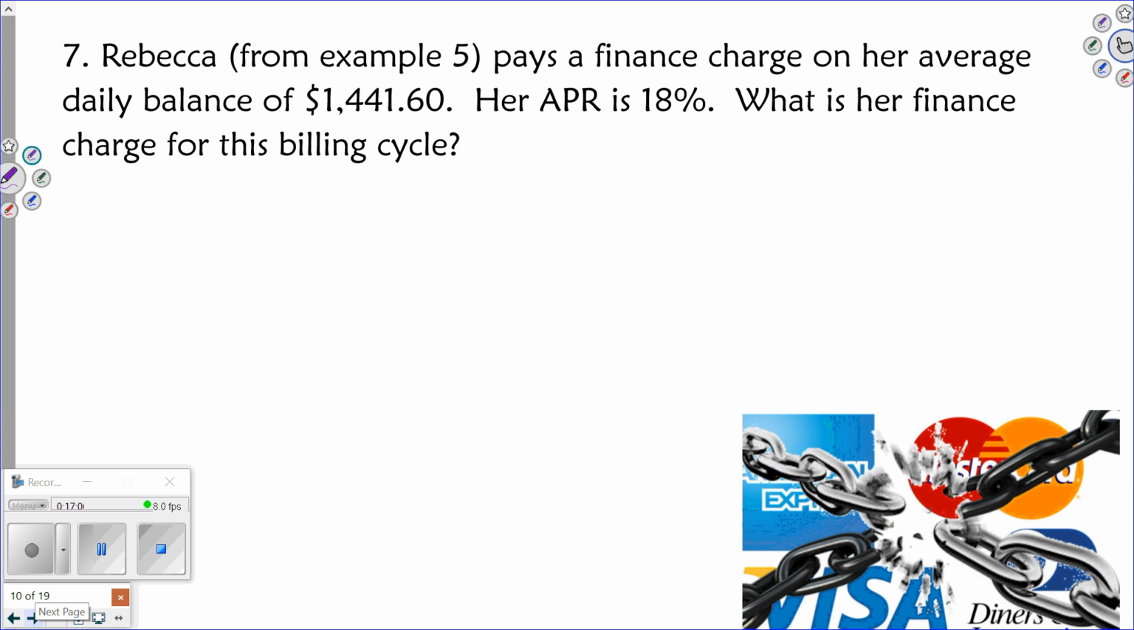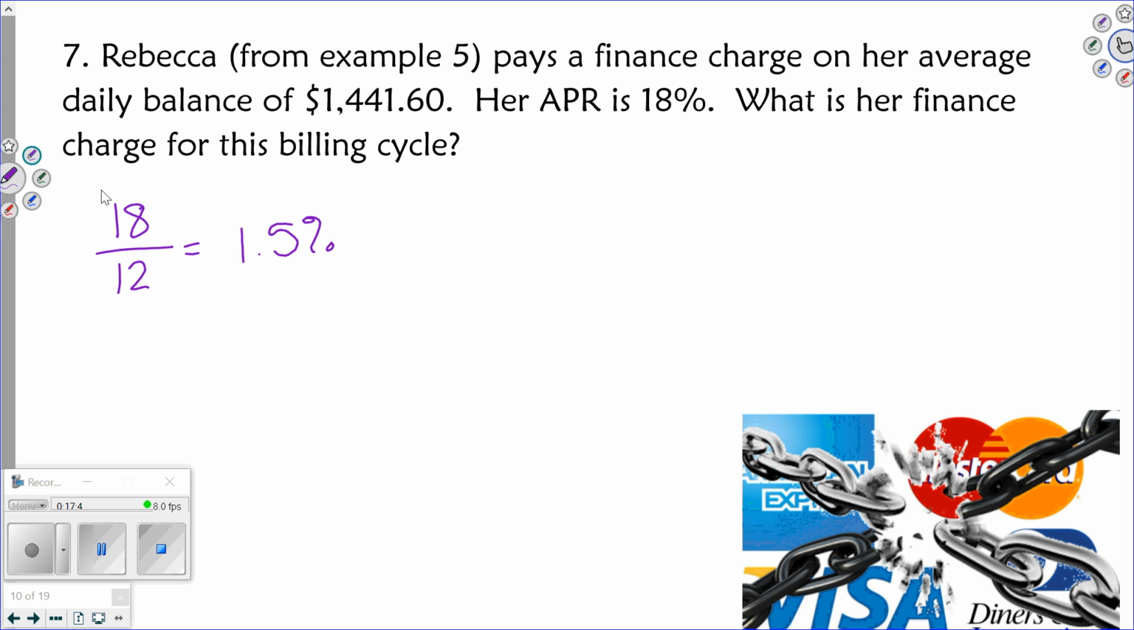So Rebecca, from example 5, pays a finance charge on her average daily balance of $1441.60. Her APR is 18%. So what's her finance charge for the billing cycle? Okay, so that we just found before, her average daily balance of $1441.60. Her APR is 18%. So what's the first thing we have to find? Good. Convert the 18. We have to divide that by 12 to find the monthly. 1.5.